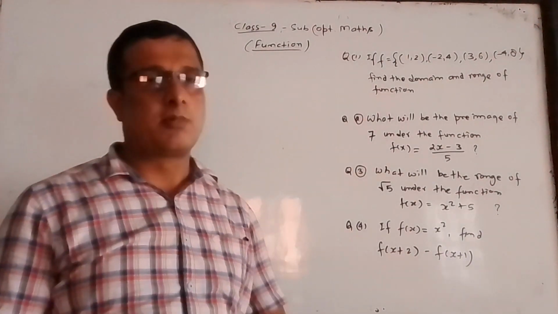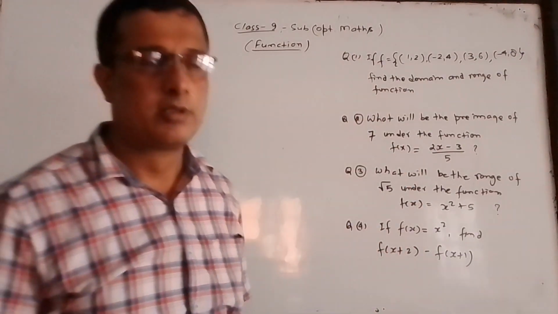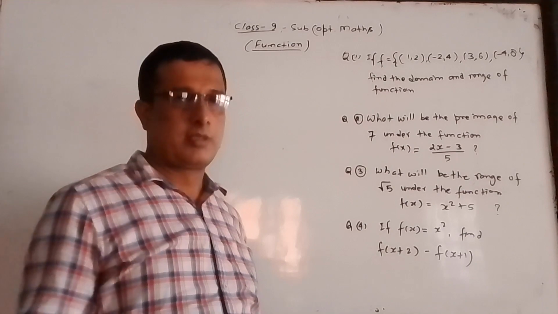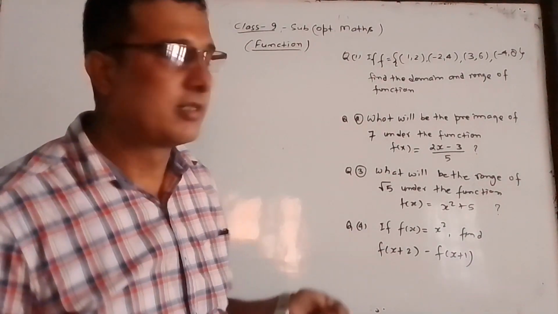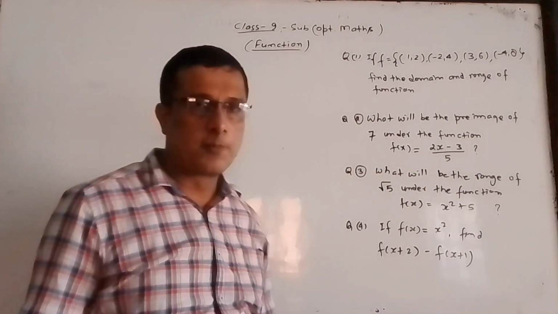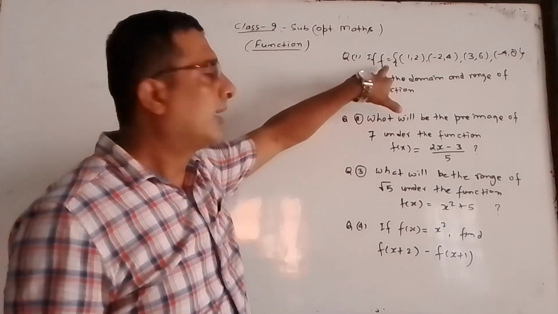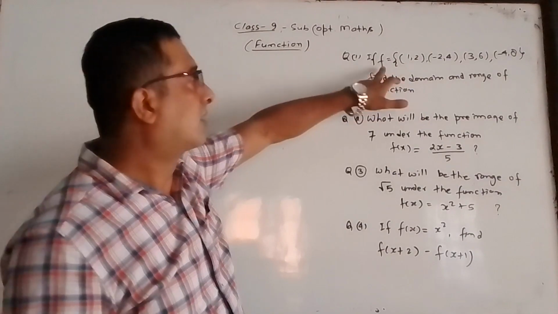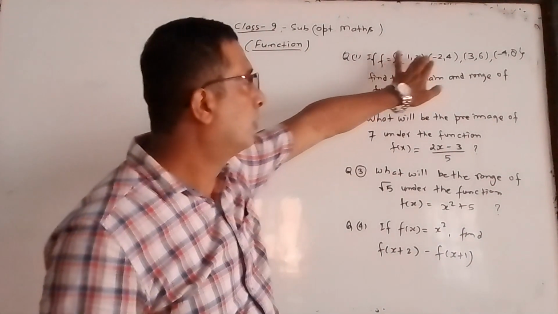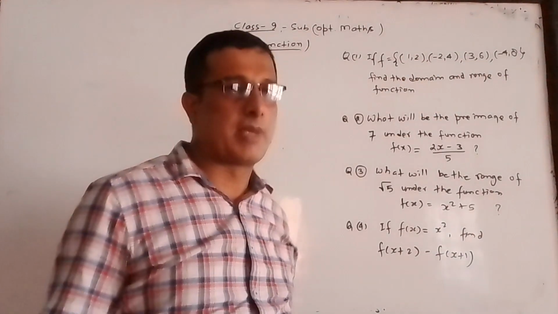Today I am going to solve some short questions from functions. It is related to class 9. The first question is in your book. If f is a function given as the ordered pairs (1, 2), (-2, 4), (3, 6) and (-4, 8).